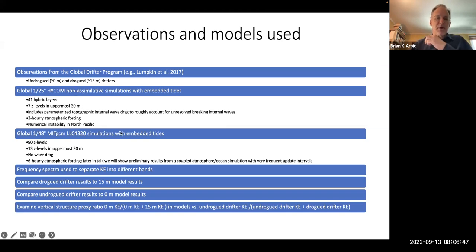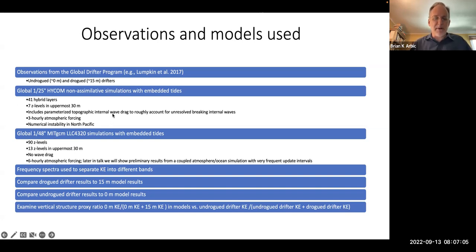Global 125th degree HYCOM. The assimilative version of that is used for Navy operations. We're showing non-assimilative simulations here. There are 41 hybrid layers in the vertical, 7 Z levels in the uppermost 30 meters, so we have some resolution of vertical structure.